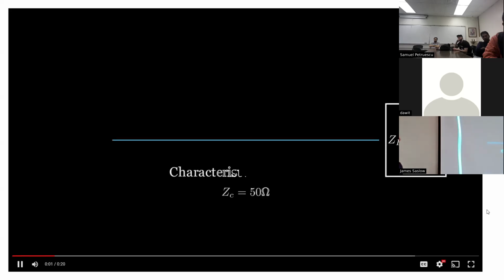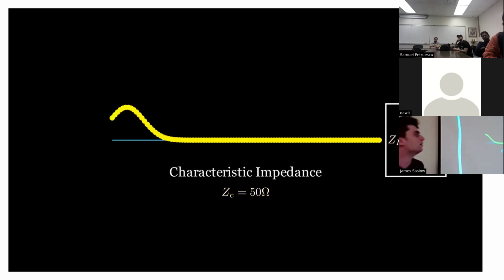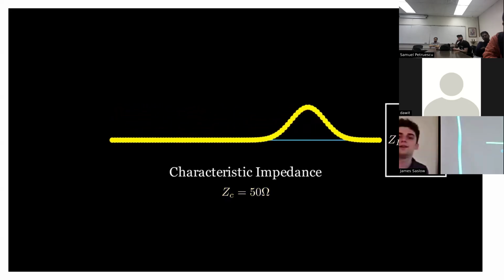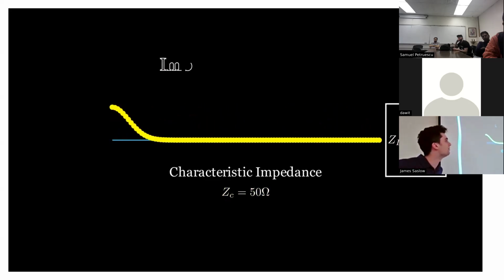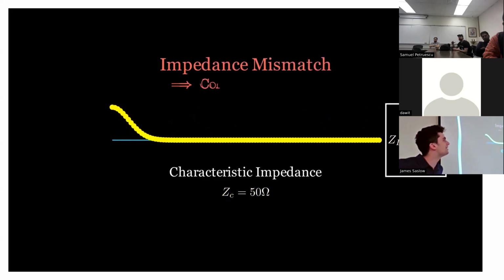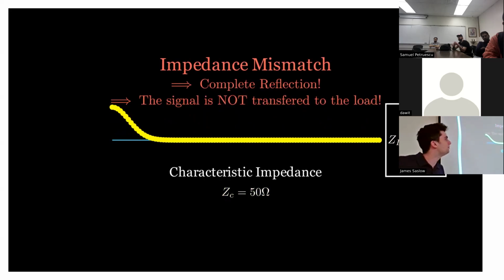In the opposite case, we could have a mismatch where the load impedance could be a lot higher or a lot lower than the characteristic impedance, and we get a reflection. So this means that the signal wasn't absorbed by the load. It was just reflected off of it.